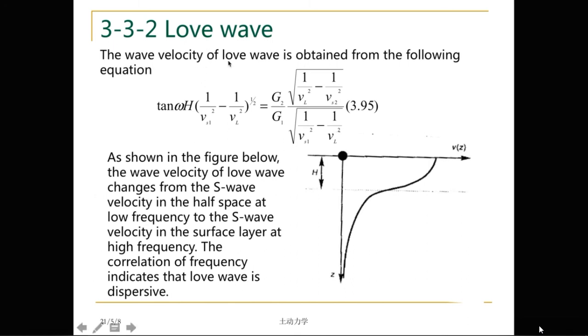The wave velocity of the Love wave is obtained from the following equation, equation 3.95, this equation. As shown in the figure below, the wave velocity of the Love wave changes from the S wave velocity in the half space at a low frequency to the S wave velocity in the surface layer at a higher frequency. The correlation with frequency indicates that the Love wave is dispersive.